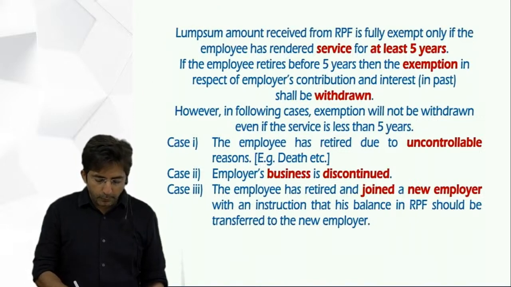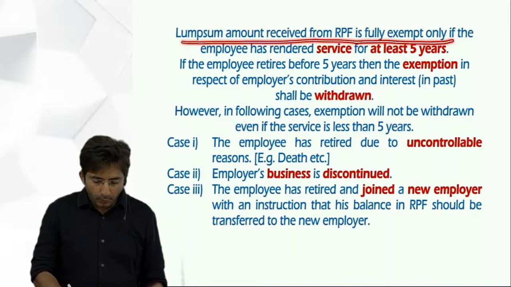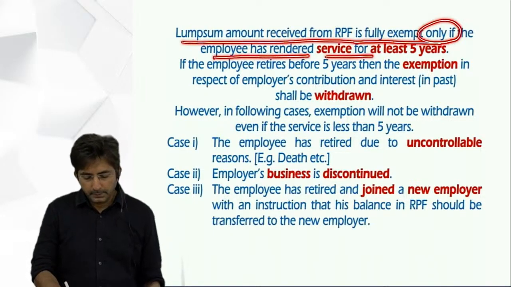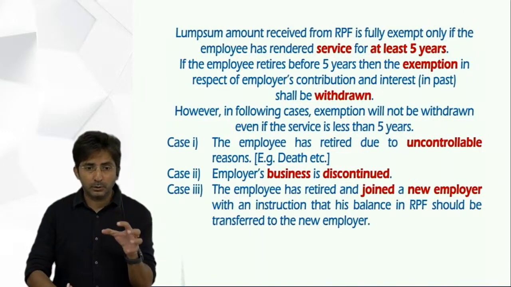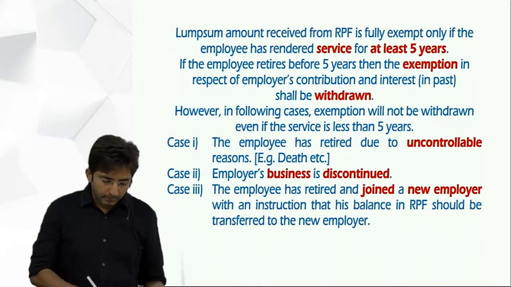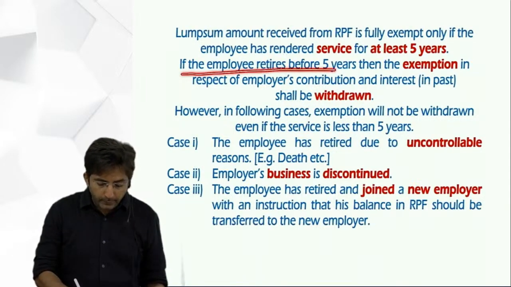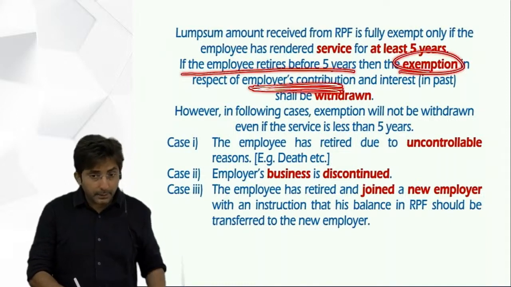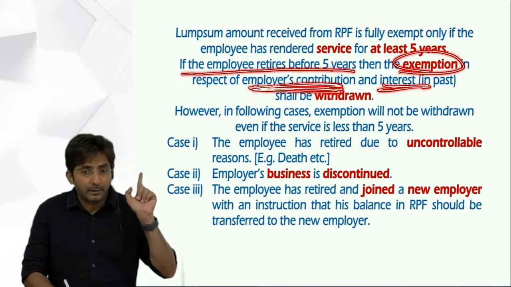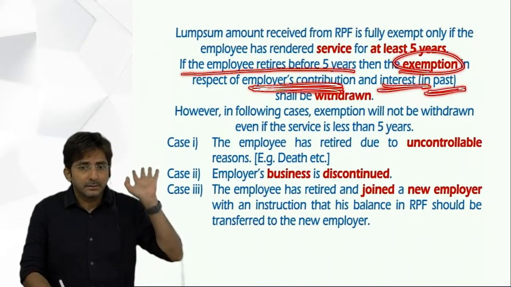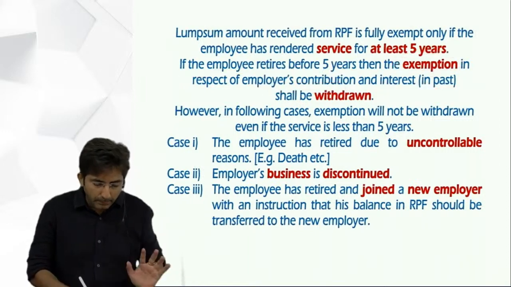Lump sum amount received from RPF is fully exempt only if the employee has rendered service of at least 5 years. See, at least means either 5 or more. Exact 5 is also covered in at least. If the employee retires before 5 years, then exemption in respect of employer's contribution, remember that 48,000 amount? Yes. And interest, remember that 19,000 amount? Yes. In the past, meaning in 3 years, in our example 3 years, shall be withdrawn.